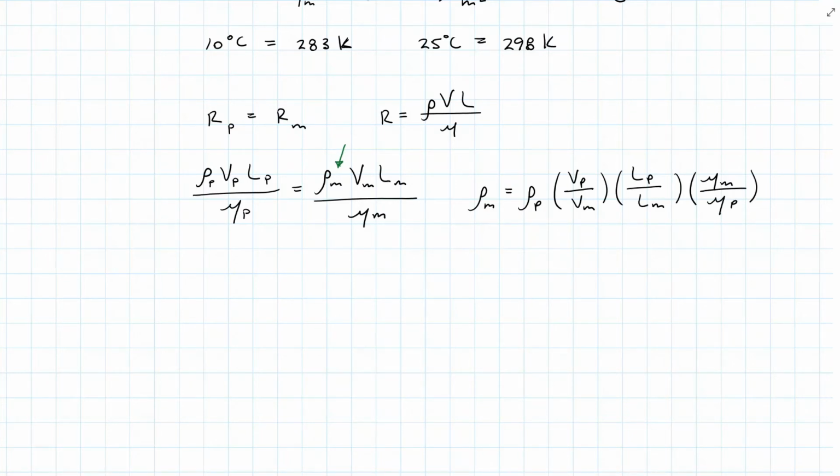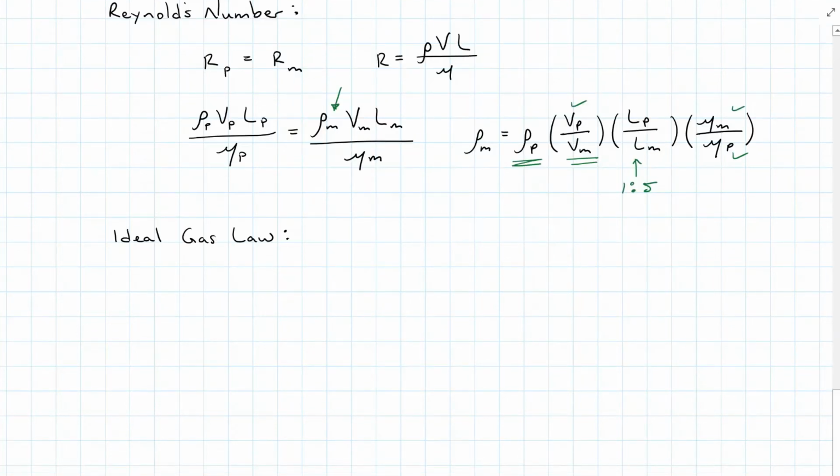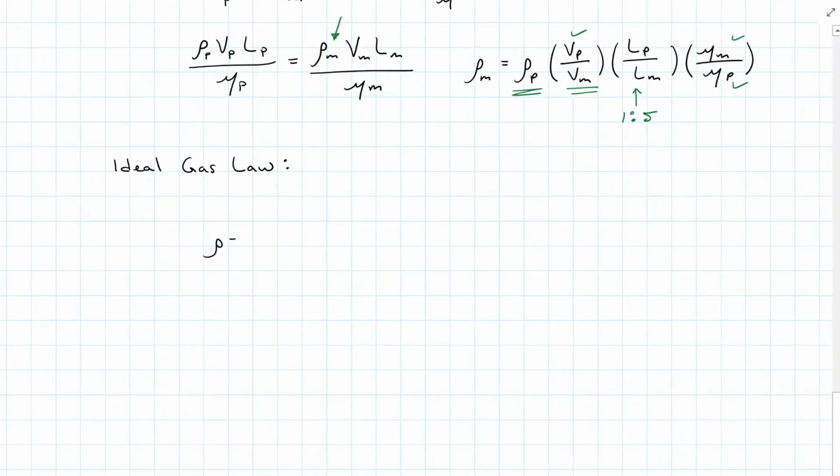Okay, we've been given the 1:5 ratio, so we have the lengths 1 and 5. We just looked up our two viscosities in the appendix, so we have that. And we were given the velocity of the prototype is 150 meters per second. What we don't have is the density of the prototype or the velocity that the model needs to travel at. I can use the ideal gas law to solve for the density of the prototype because I've been given all that information. Density is equal to pressure over the gas constant times temperature.